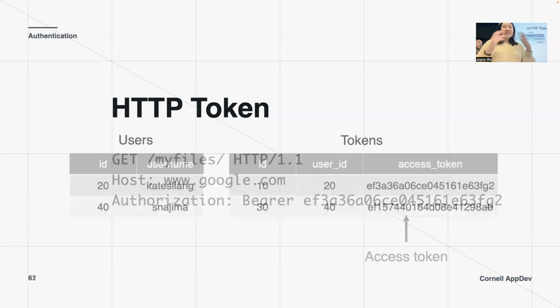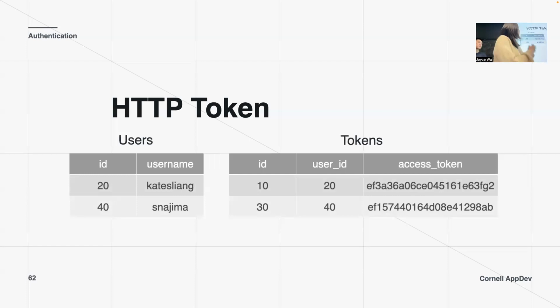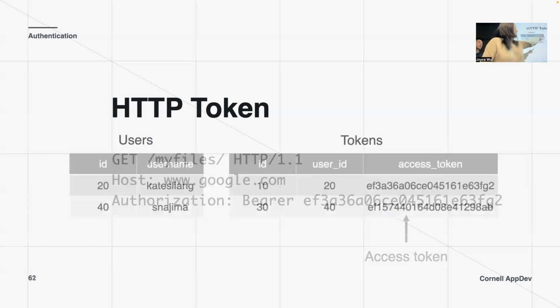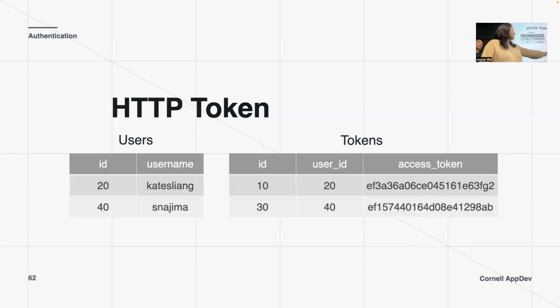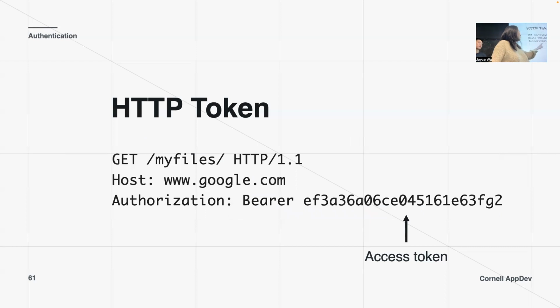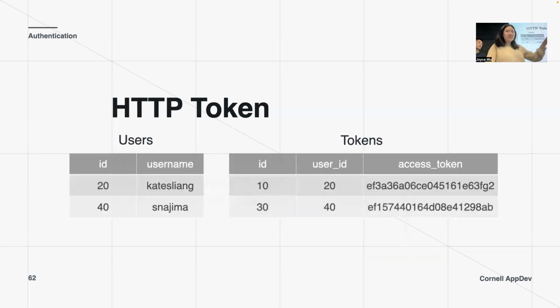And so here's an example of users and tokens. Here you can see this token matches ID 10 on the tokens table. And so basically when we send this request, we see that this token matches some user ID, and then we can associate whatever this request is to user ID 20. And so this is how the tokens work on the backend side.